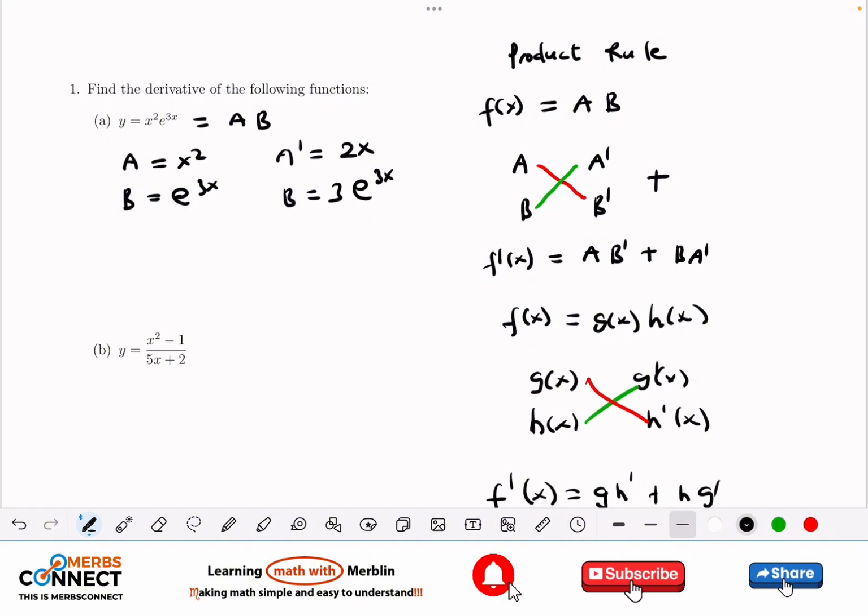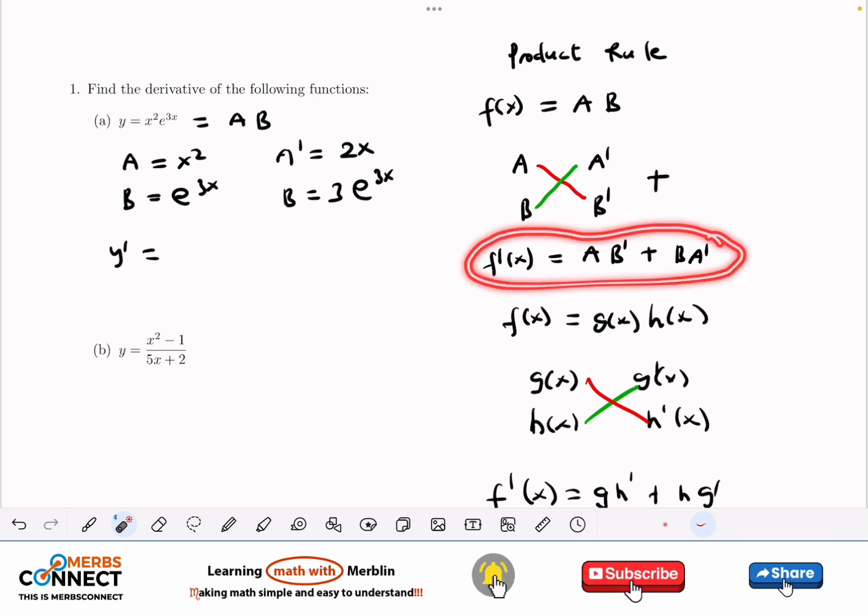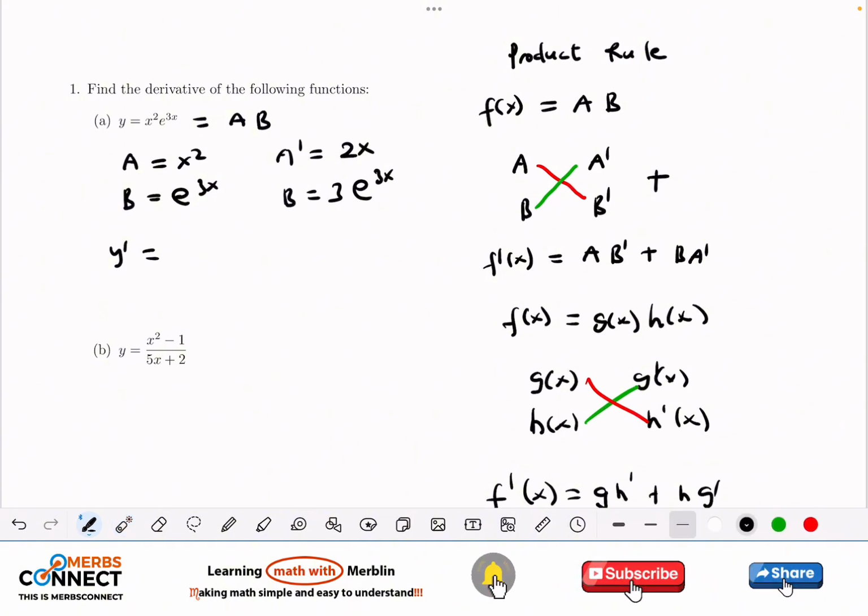Now, what is my y prime? If you are just starting out learning how to do derivatives using the power rule, then you will need this formula here. So now you know A, you know B prime. A is here, B prime is here, plus B and then A prime. So kind of doing cross multiplication here. So this is going to give us x squared times 3e to the power 3x plus e to the power 3x times 2x. So this is what you're going to get.